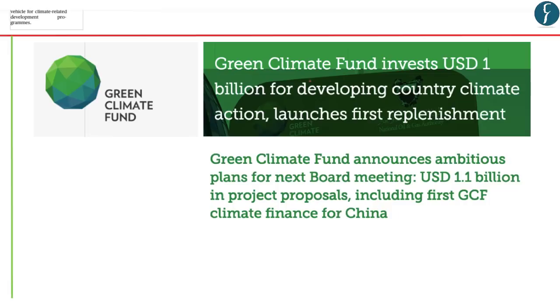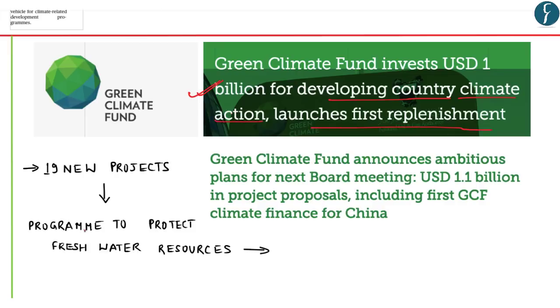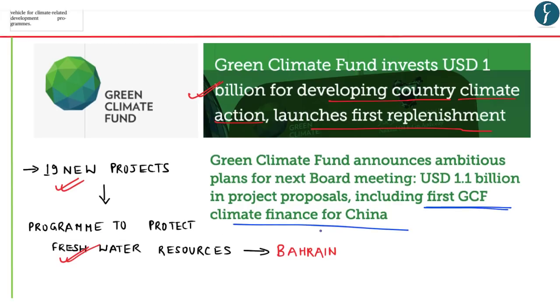It says that the Green Climate Fund invests $1 billion for developing country climate action and launches first replenishment. Now this meeting also approved 19 new projects, including a program to protect freshwater resources in Bahrain. The meeting also approved first Green Climate Fund climate finance for China. So let us also understand certain basics with respect to the Green Climate Fund. Then we'll see the question asked in the year 2015.